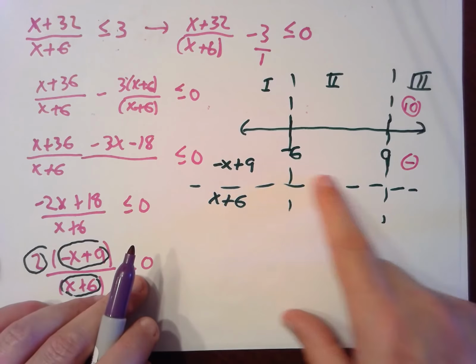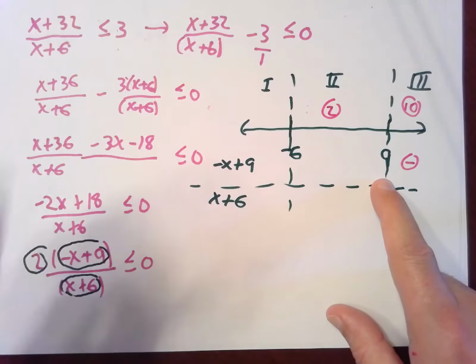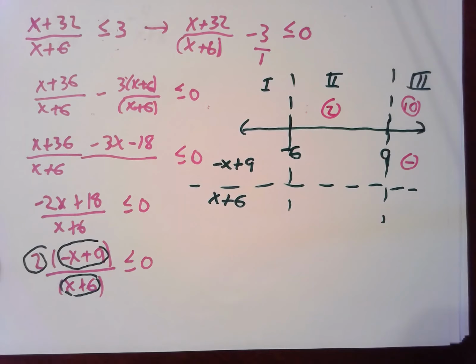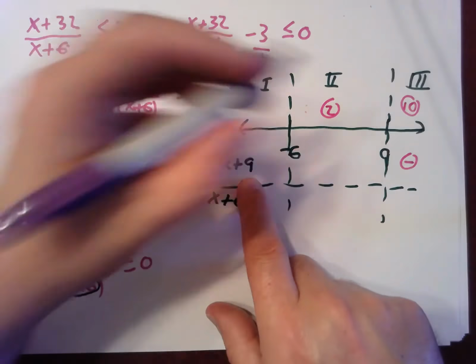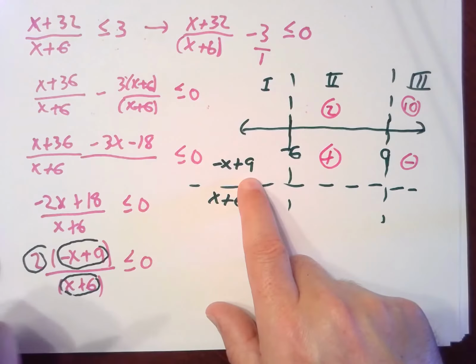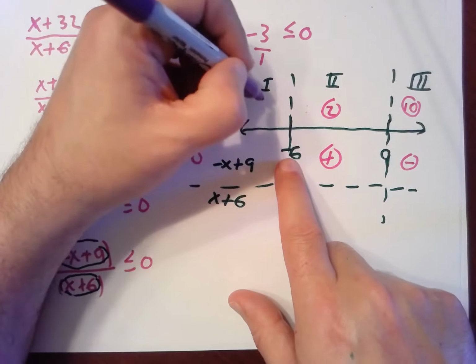What about between negative 6 and 9? Pick an x value. Say, I don't know, 2. Anything between negative 6 and 9 would work. Negative 2 plus 9 would be positive 7. That's a positive. And what if we pick something back here? Negative 8.